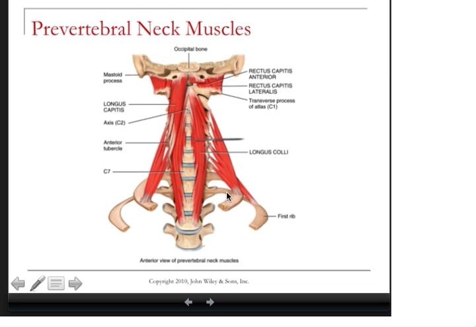Prevertebral neck muscles, these are muscles that sit in front of the vertebral column. That's why they're called prevertebral. They include the rectus capitis anterior, the rectus capitis lateralis, the longus capitis down here, the longus coli, and again, they're named for the direction of their fibers and their location.